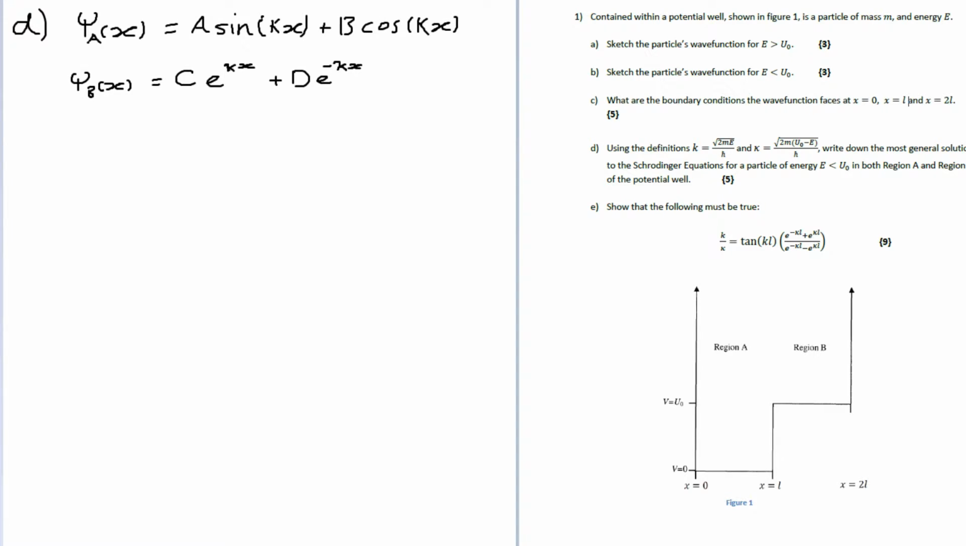So that's all we need for question D. That's 5 marks, and really all you need to remember is that K is our region A because we're not modifying our energy here, and kappa is the region B because we are modifying our energy to take into account this step, this U0. So just remember where to use these things.